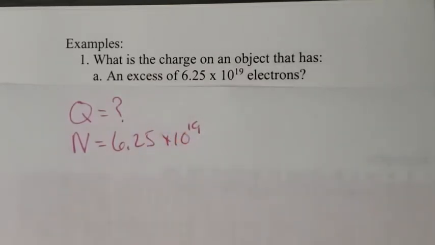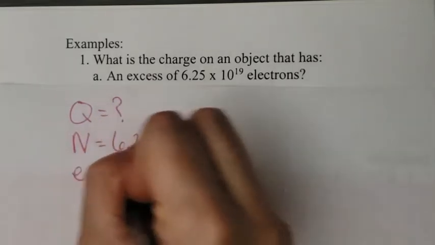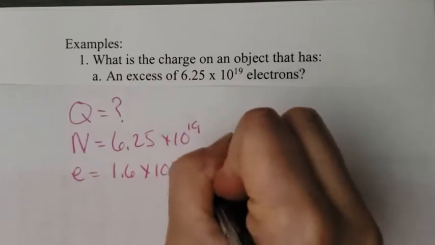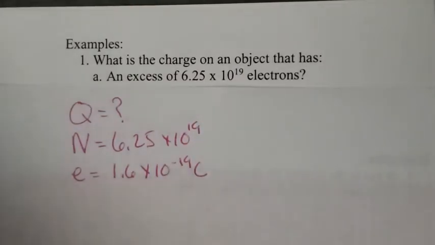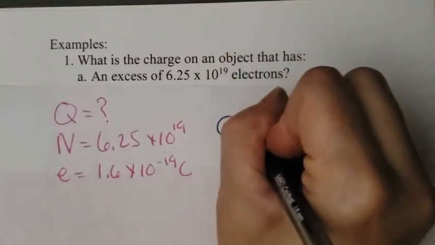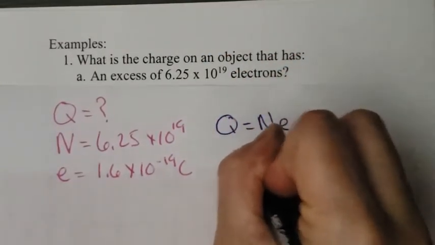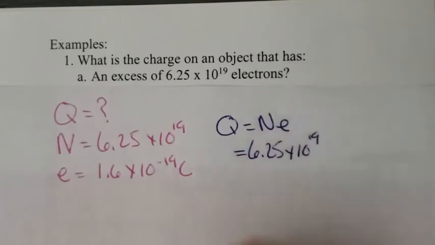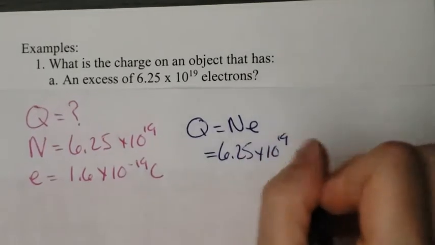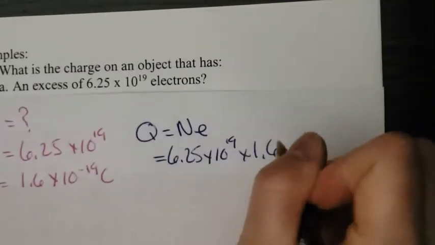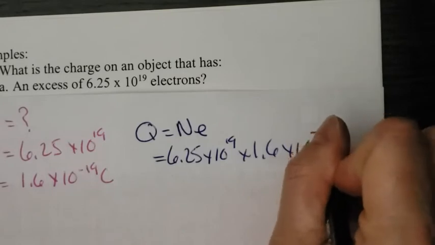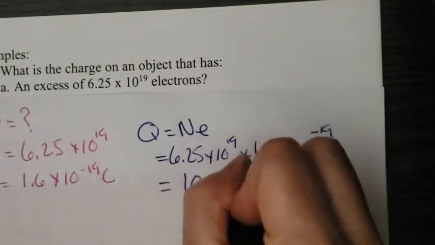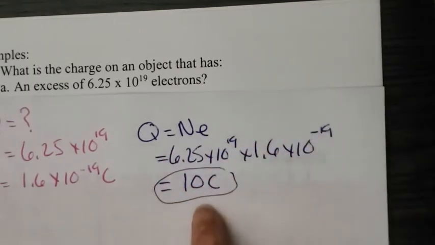I know one other thing. I know the charge on 1 electron is simply 1.6 times 10 to the negative 19 coulombs. Our formula for total charge is Q is equal to NE. So just plug it in. 6.25 times 10 to the 19 times the charge on 1 electron, which is 1.6 times 10 to the negative 19. And when you put that into your calculator, you actually get 10 coulombs. Charge is measured in coulombs.